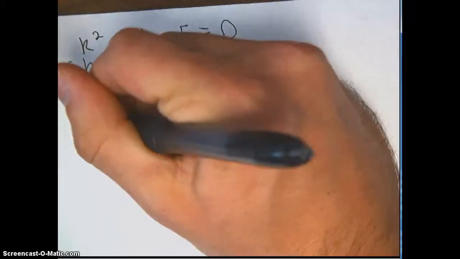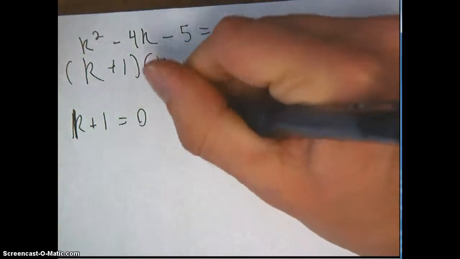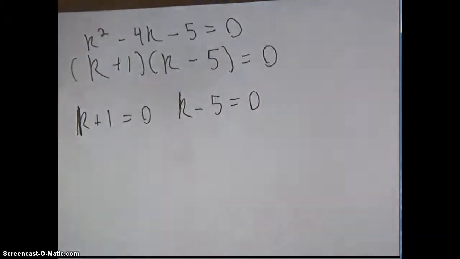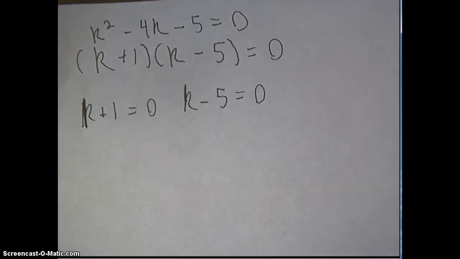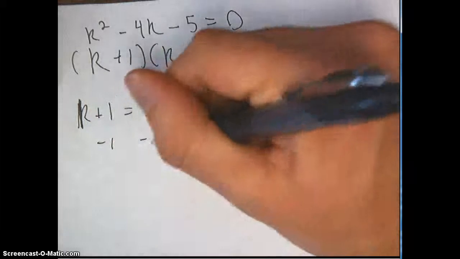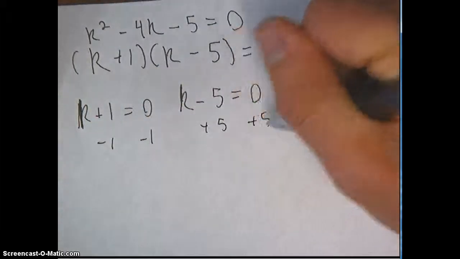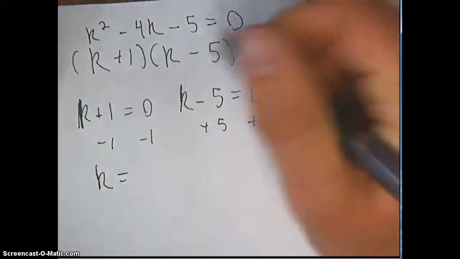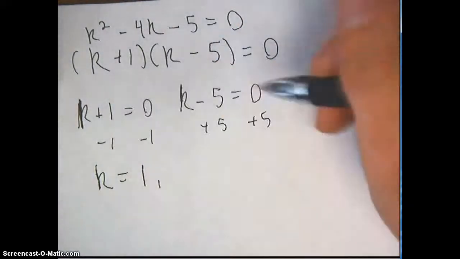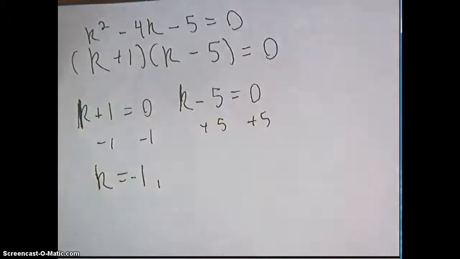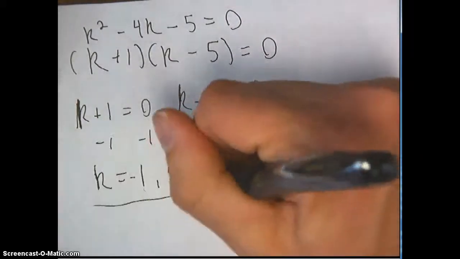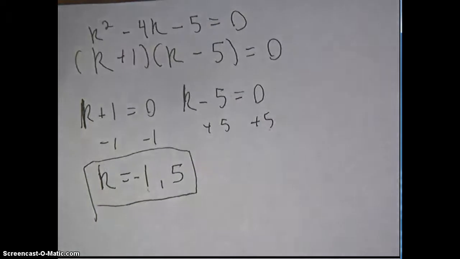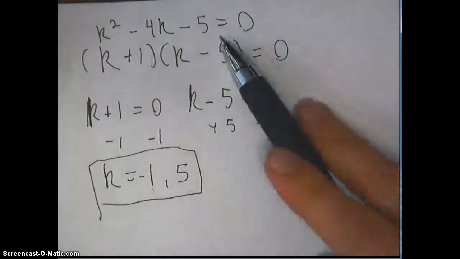You just take that k plus 1 and set it equal to 0, and then you do the same thing for k minus 5 equals 0. And so it's simple algebra. We're just going to get the k by itself. Minus 1, plus 5, so k equals negative 1, or 5. 0 minus 1 is negative 1, and 0 plus 5 is positive 5. So that is the solution to the quadratic.